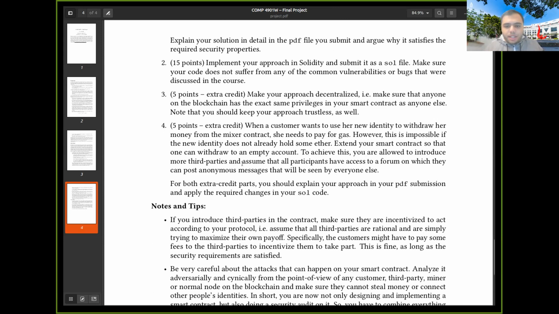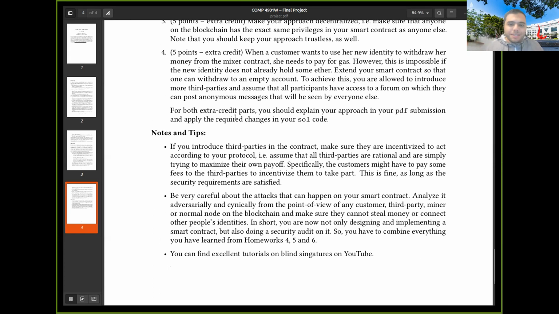So another assumption that you can have here is that you can also assume that the participants can somehow send each other messages. So you can assume that there is some online forum, for example, where everyone can post anonymous messages. And whenever someone posts a message, everyone else would see it. But of course, these messages are anonymous, so they will not be able to see who this message comes from. Okay, and again, please take care of all the requirements. So especially make sure you explain your approach in your PDF file, because that's something that the TAs really need.